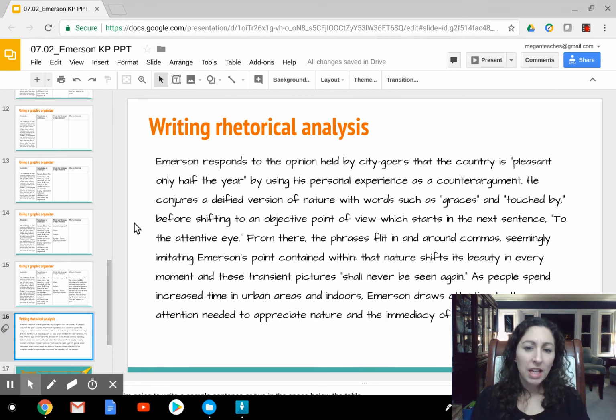Now I want to connect some of these elements back to the whole. And so I write, as a way of connecting back to the whole, as people spend increased time in urban areas and indoors, Emerson draws attention to the attention, I should probably fix that a little bit, but draws attention to the attention needed to appreciate nature and the immediacy of the demand.